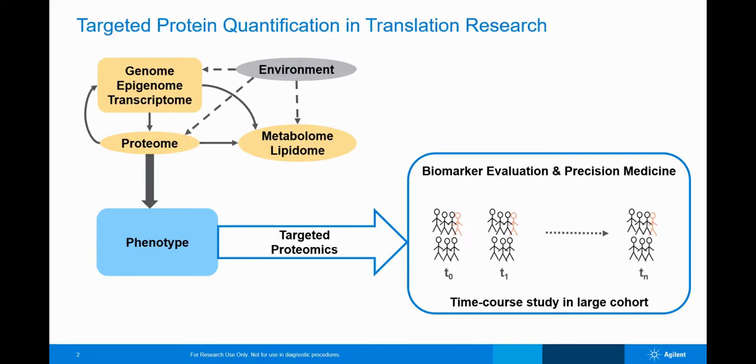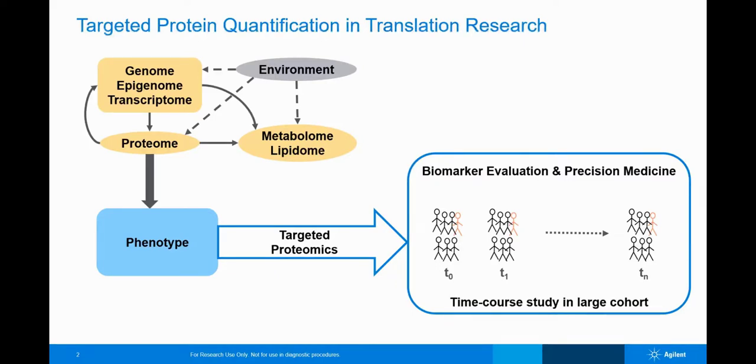In biomarker evaluation and precision medicine, users often need to target a limited number of protein biomarkers and then monitor the expression change during a period of time. So this type of study often ends up with several hundred to even thousands of biological samples. This will require analytical technology which can be very reproducible and very robust.